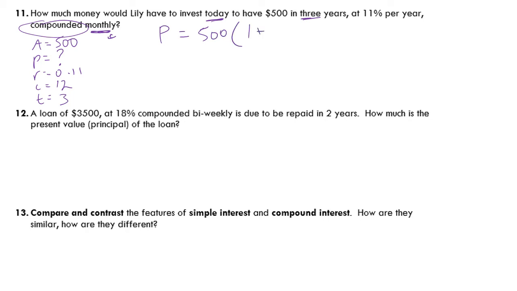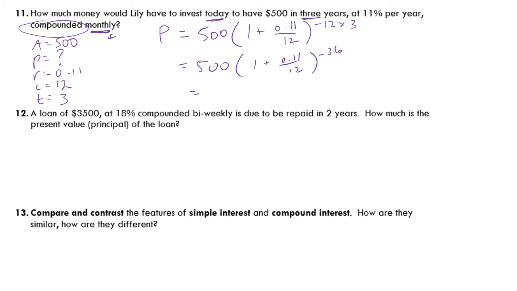1 plus R over C, so 0.11 divided by 12. And then your exponent, don't forget, is negative. So negative 12 times 3. Always do your exponent first, negative 36. And then enter just like you see it. 500, open bracket, 1 plus 0.11 divided by 12 to the exponent negative 36.